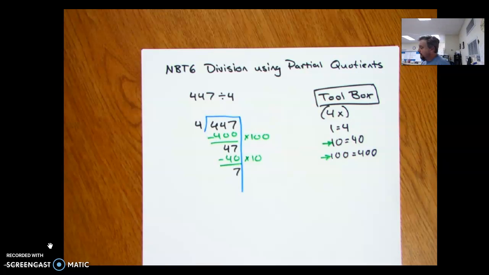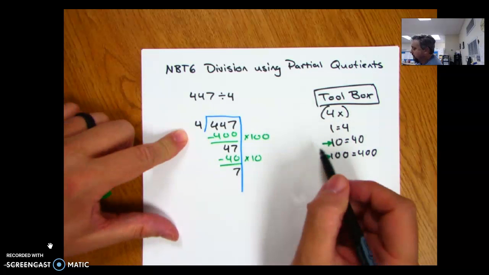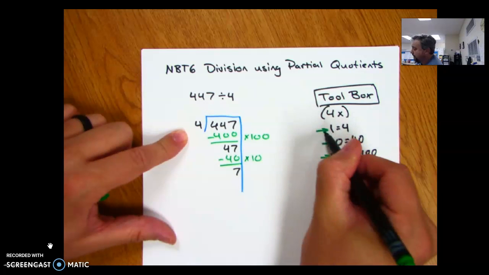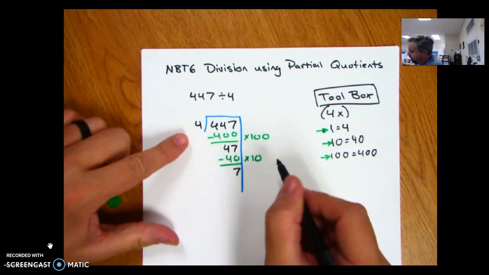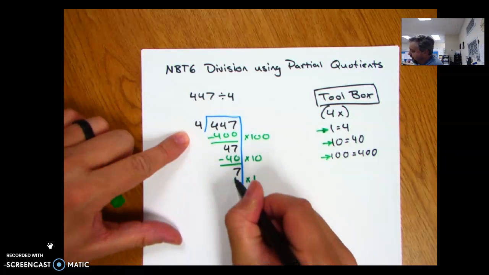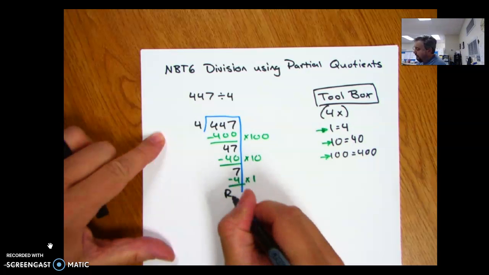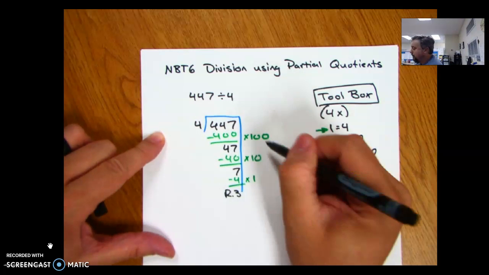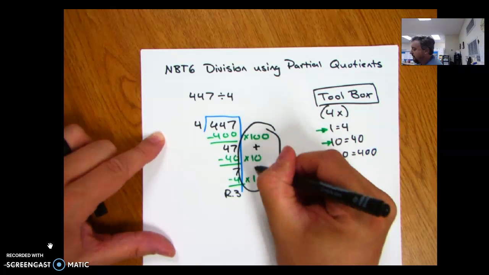And I can work all the way up my toolbox. I know I can't use 4 times 2 because 8 is larger than 7, so I'm going to stick with 4 times 1 is 4. When I subtract that out, I'm going to have a remainder of 3. Now, in this case, I actually have 3 partial quotients. I'm going to combine these guys together.